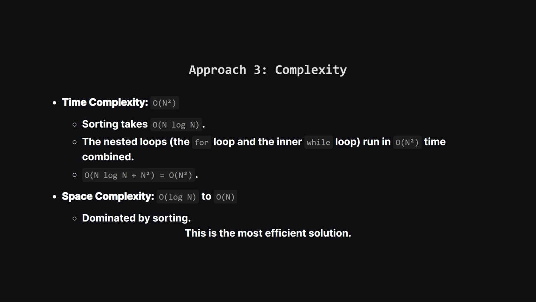The complexity of this final approach is big O of n squared. The initial sort takes n log n time. The nested loop structure, with the for loop and the 2-pointer while loop, might look tricky, but its total work is proportional to n squared. Since n squared grows faster than n log n, it becomes the dominant factor. This is the fastest we can get for this problem. The space complexity, once again, is just for the sort.